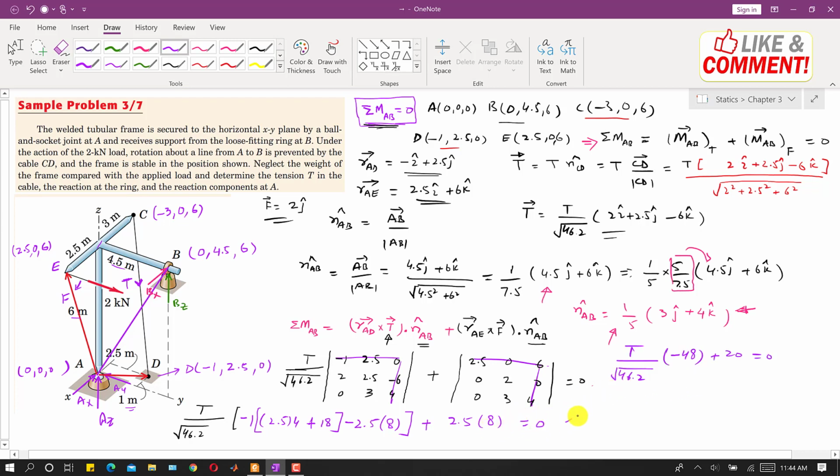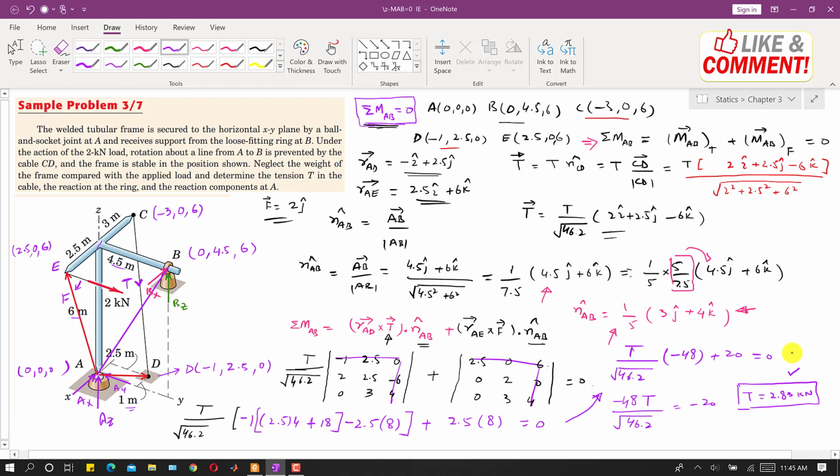When we solve this, we get this, right? So now we can find T. T will be minus 48 T divided by this 46.2, and this will be minus 20. So T comes out to be 2.83 kilonewton. So this was required, right? If there is this much tension in this cable, we will have the moment about this AB line equal to 0, right? So this is the tension which was required, 2.83 kilonewton.